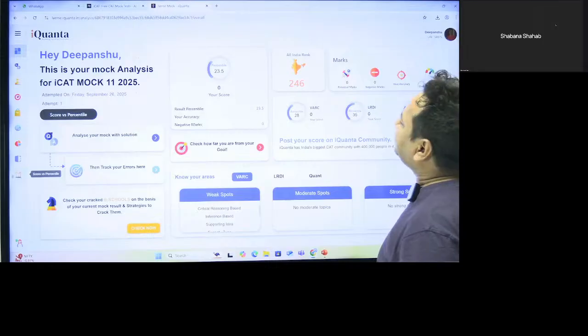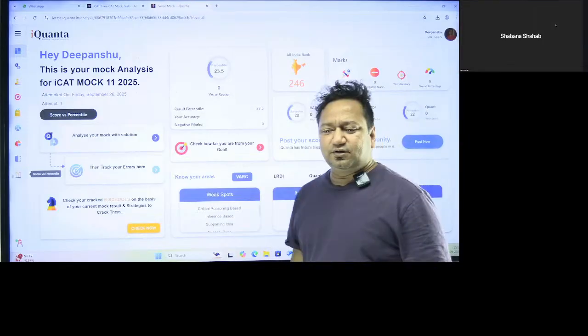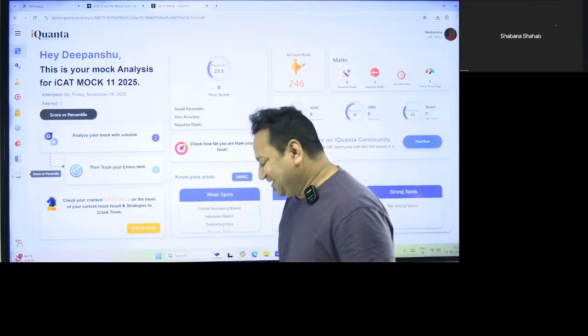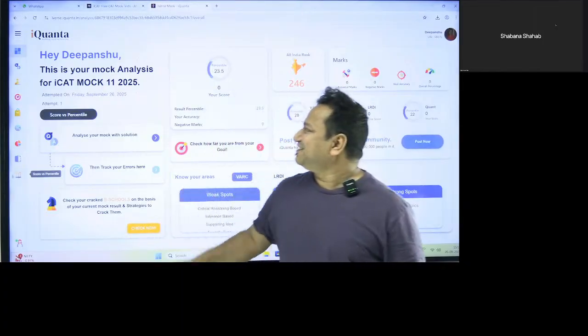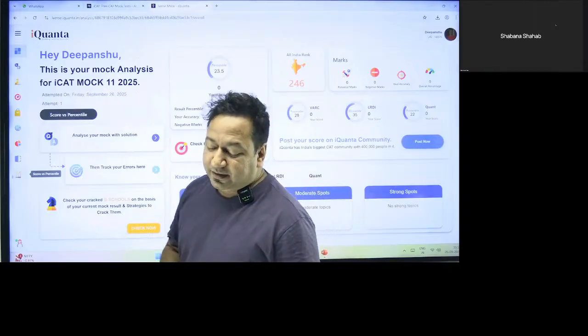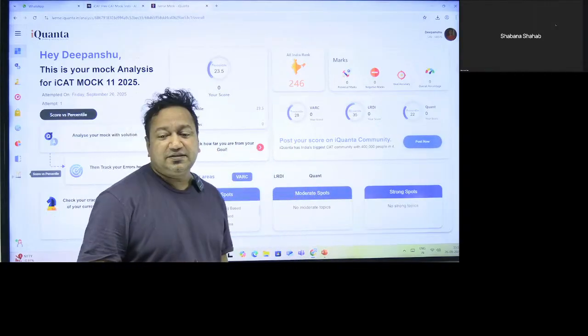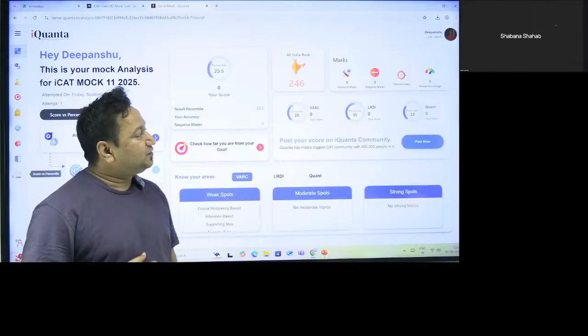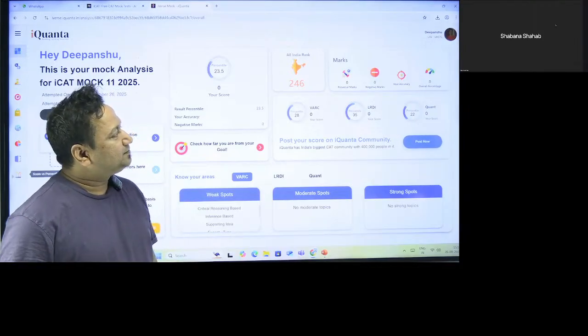Divanshu is there who did it. So he got 0 score. I mean, that's just for the placeholder value. So at 0, you would have got 23.5 percentile. That means there are 23.5% people at most who have scored negative marks.